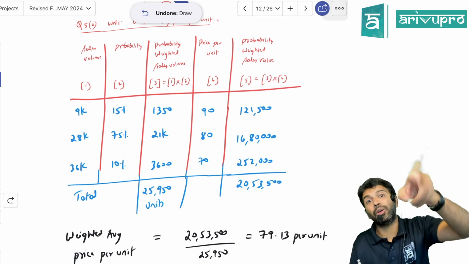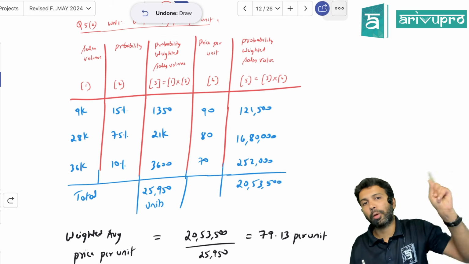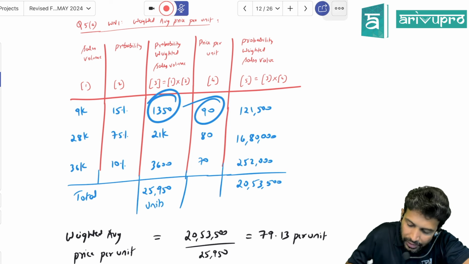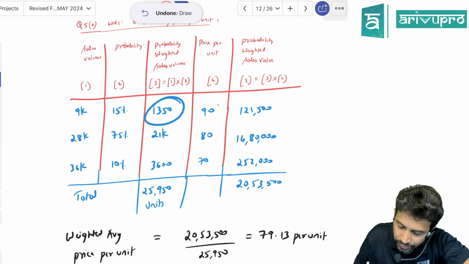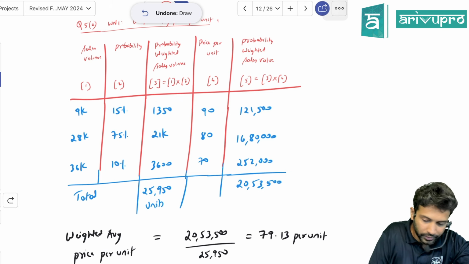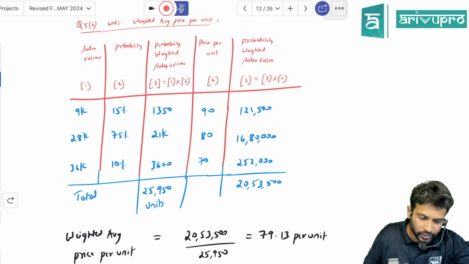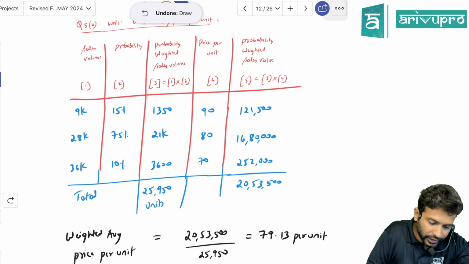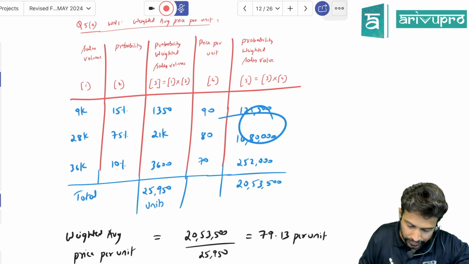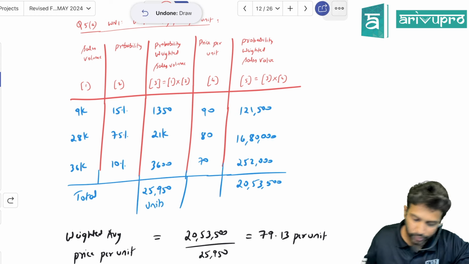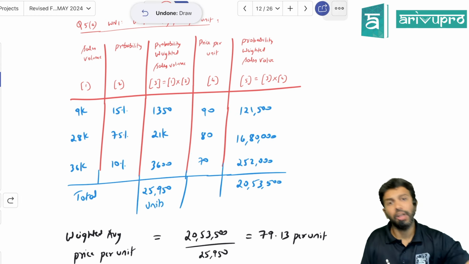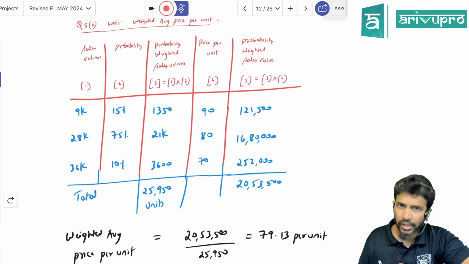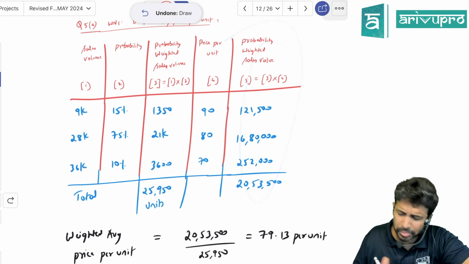Similarly, we also need to find out probability weighted sale value. How do you get the sale value? Take the volume and multiply by the selling rate. So 1350 into 90 will give you 121,500. Then 21,000 into 80 will give you 16,80,000. Then 3,600 into 70 will give you 2,52,000. The same way you do it for volumes, you need to do it for value also, to get the probability weighted sale value.